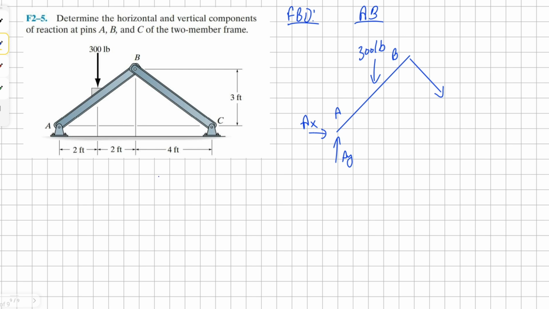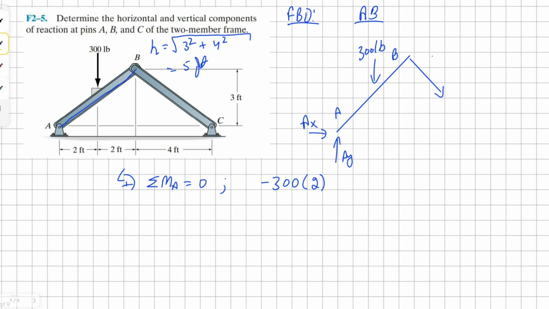Okay, so let's take a moment about the point A. Our point load is counterclockwise, so it will be negative 300 pounds, 2 feet away. And then for our force BC, we need to find vertical and horizontal forces. For that, we'll need our distance between point A and B. Let's use the Pythagorean theorem to find our hypotenuse. So it'll be the square root of 3 squared plus 4 squared, which is the square root of 25, and that is 5, so it'll be 5 feet.